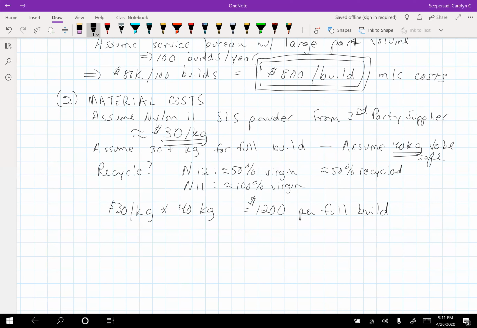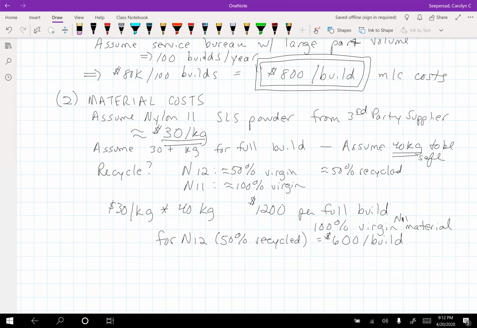All right. This is 100% virgin material. For a nylon 12, for example, with 50% recycled, then you'd be able to recycle half of what you need, and the cost would be more like $600 per build. So you could make it quite a bit less expensive.